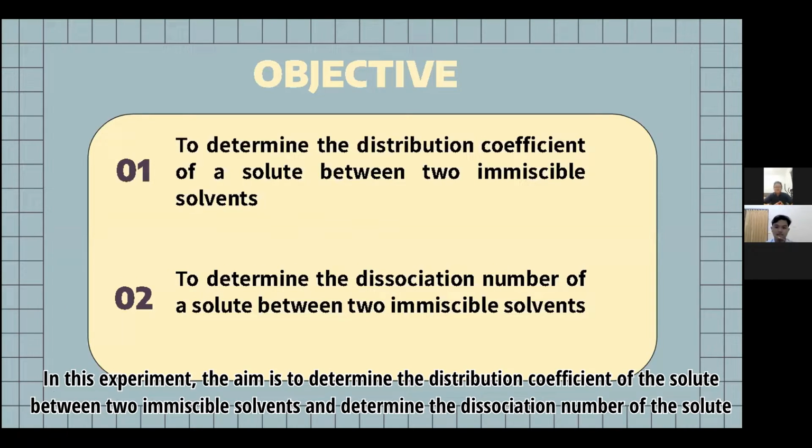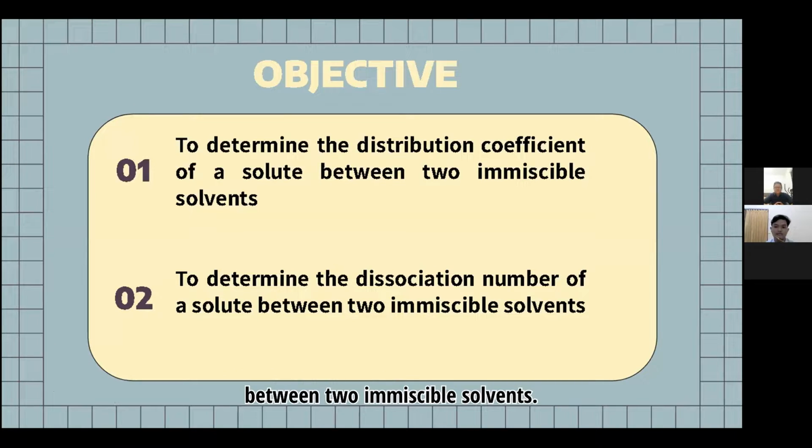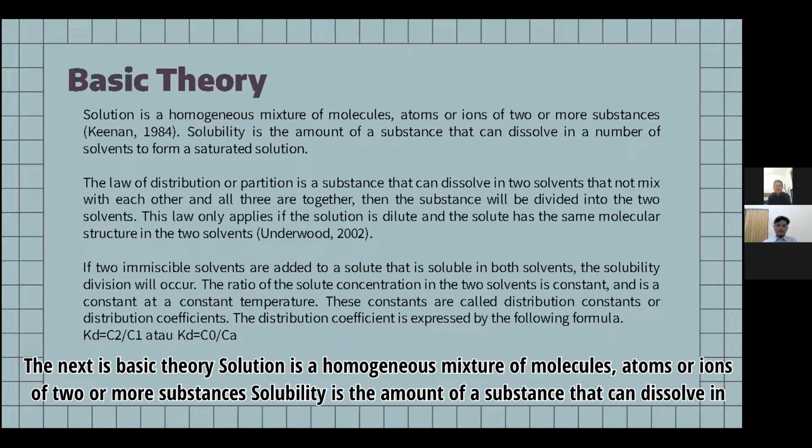In this experiment, the aim is to determine the distribution coefficient of the solute between two immiscible solvents and determine the dissociation number of the solute between two immiscible solvents. And next is basic theory.